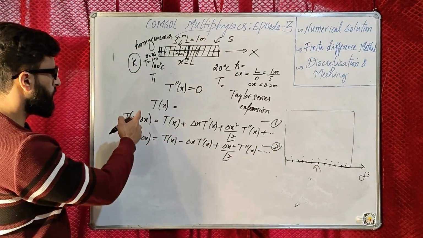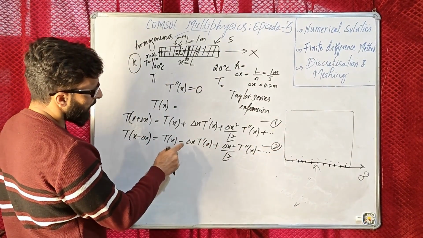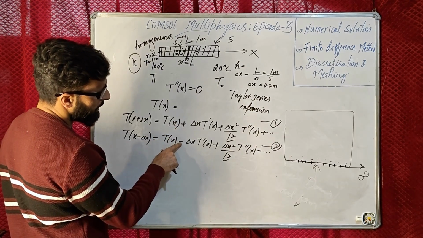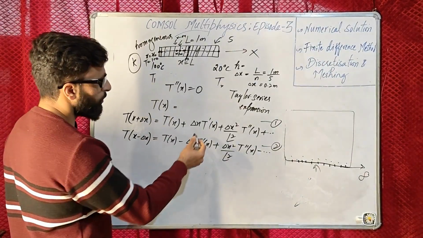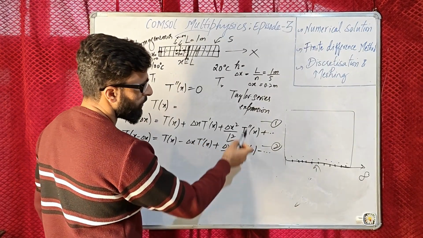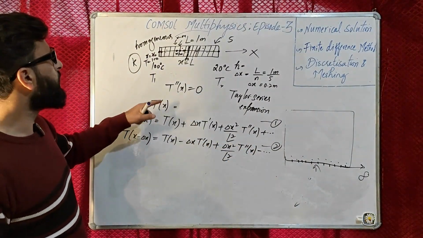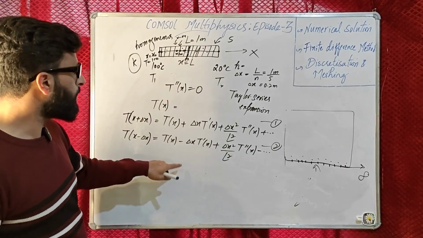What we want to do is add the two equations. Why add? Because this is plus, this is minus. The t dash of x will get cancelled with the t dash of x. So what we are left with is t dash dash of x. This is what we need. We need t dash dash of x, so we will be adding these.